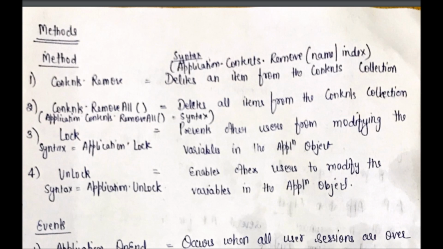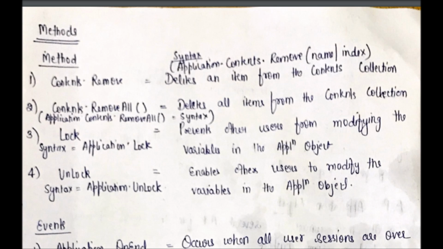The third is the Lock method. The Lock method prevents other users from modifying the variables in the application object. An individual user retains control of the application object until the Application.Unlock method is called. But what if Unlock is not called explicitly? In that case, IIS will unlock the locked application object when the script ends or times out.